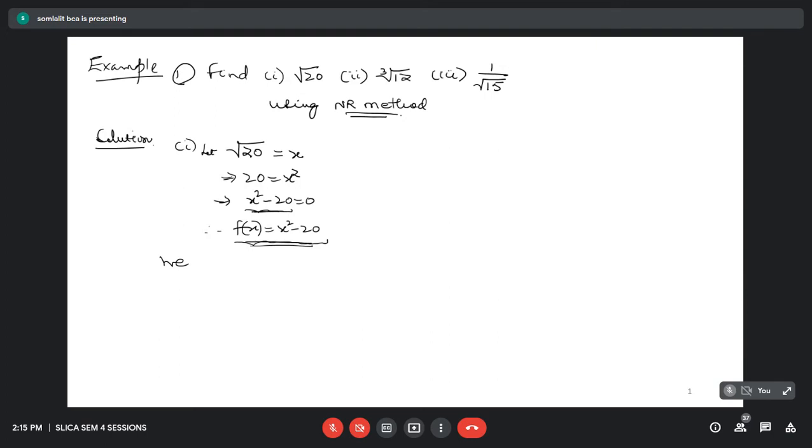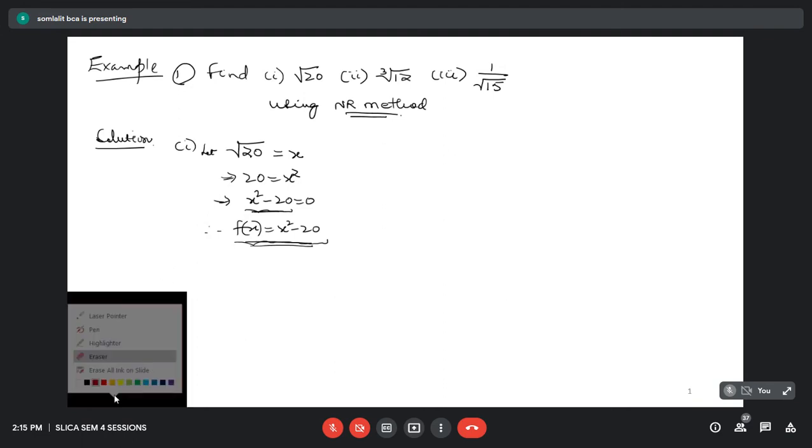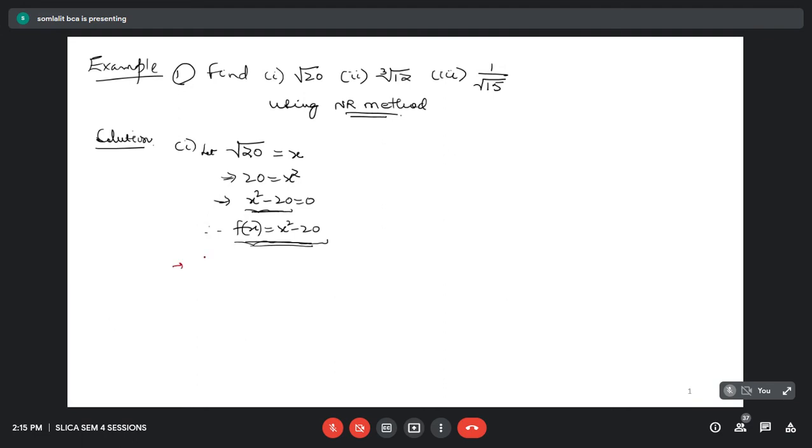So how we'll do this? Let's suppose I'll find f of x before I decide x0. Let's find first f of 0. What is f of 0? You know it is minus 20, so it's negative. What is f of 1? That is 1 minus 20, which is also negative. What is f of 2? That is 4 minus 20, which is also negative. What's f of 3? It is nothing but 9 minus 20, which is also negative.